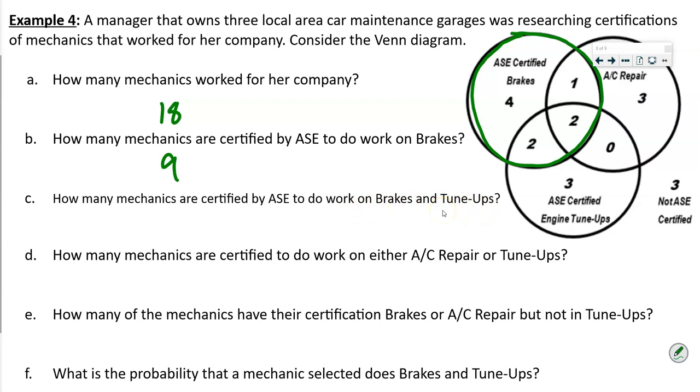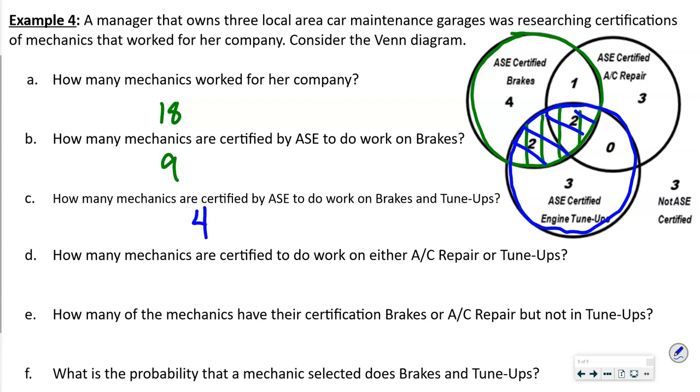Then it says how many mechanics are certified by ASE to do work on brakes and tune-ups. Okay, so remember from last time, when we're talking about an and statement, that is an intersection. So now we want to look at brakes, and tune-ups. So down here's our tune-ups, okay? So what we want to know now is how many are in both sections, right? So we got our green right here, and we got our blue right here. Y'all see that? So those are the people we're looking at, where they overlap. So that's a total of 4 people that do both, okay?